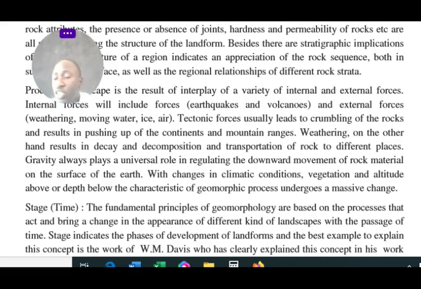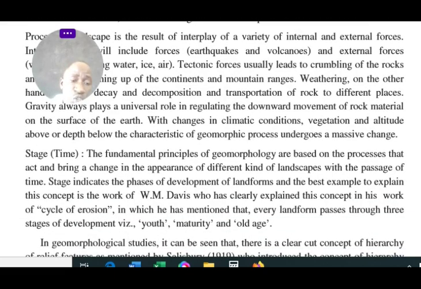How geological process will be undergoing a massive change. Then, when we push on, we are looking at the stages. When we talk about stages, we are referring to the time for the process to take place, or to undergo its development, or what we have termed as time. So the fundamental principles of geomorphology are based on the process that acts and brings a change in the appearance of different landscapes with the passage of time.